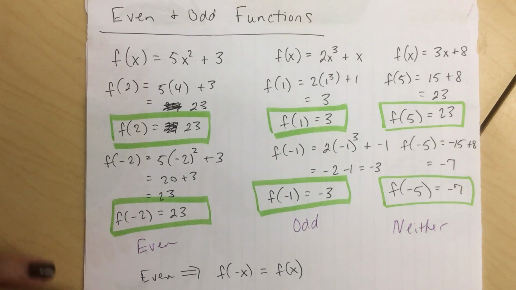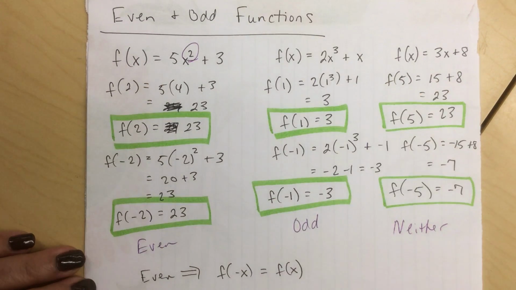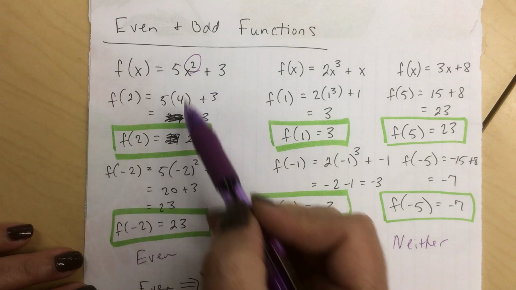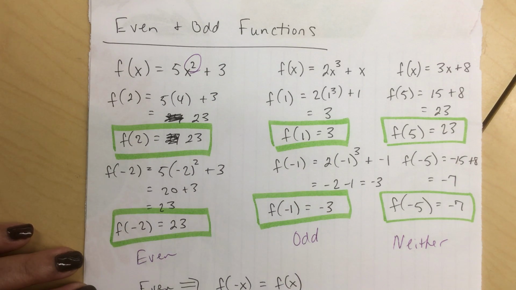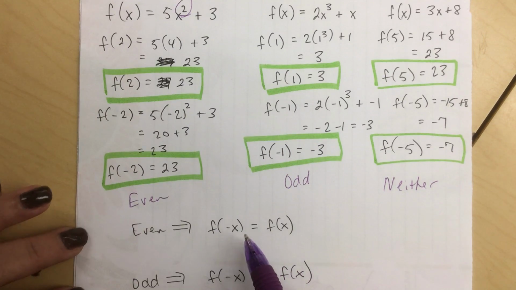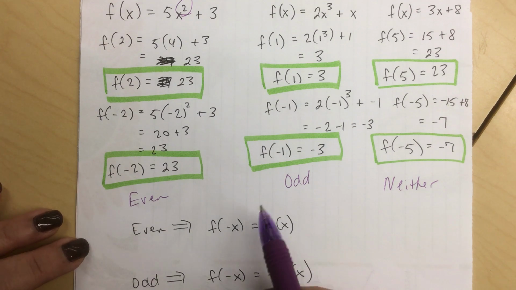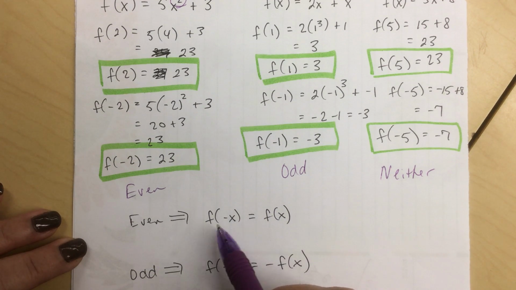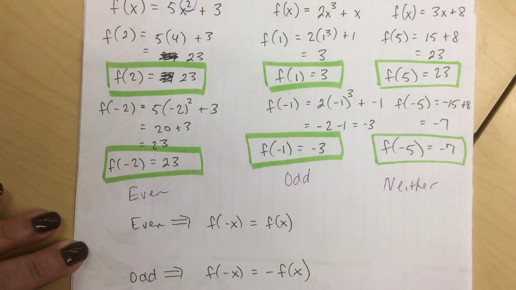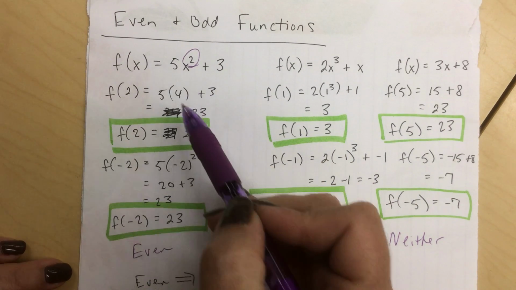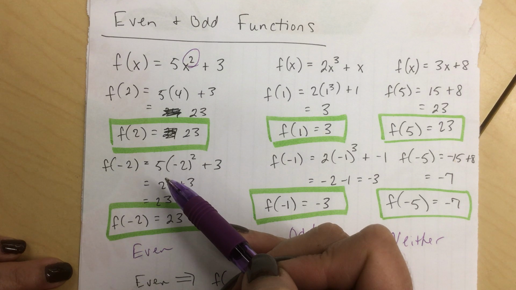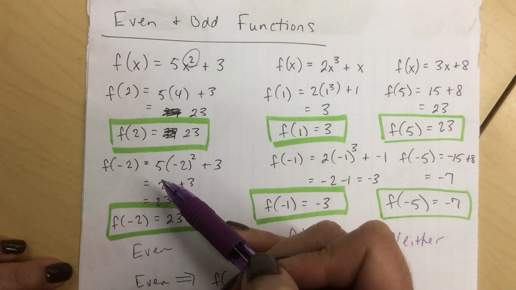Now, they're called that because of the exponents. It takes even exponents for the negative to not matter. In order to plug in a number or its opposite and get the same thing, the negative must not matter. So if you have an even exponent on all of your x's, it will cancel out the negative.